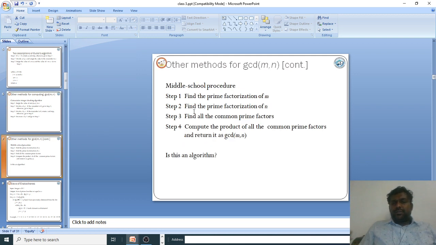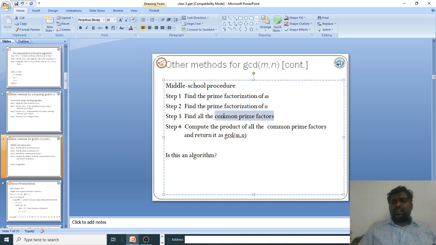Next, other methods, the middle school procedure: prime factors of m, prime factors of n. Find all the common prime factors, and then you're going to find the GCD. Is this an algorithm? No, this is not an algorithm. This is just a set of steps for finding the GCD.